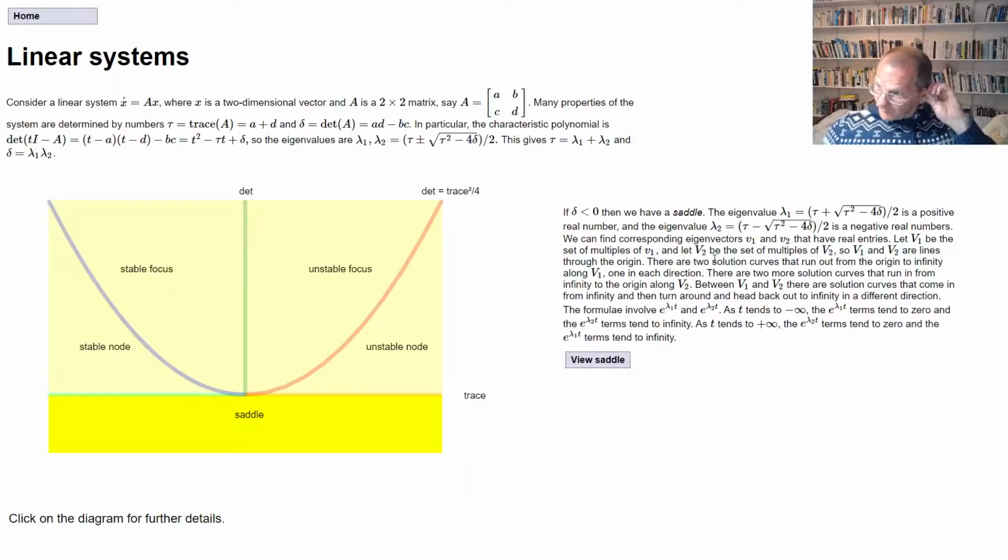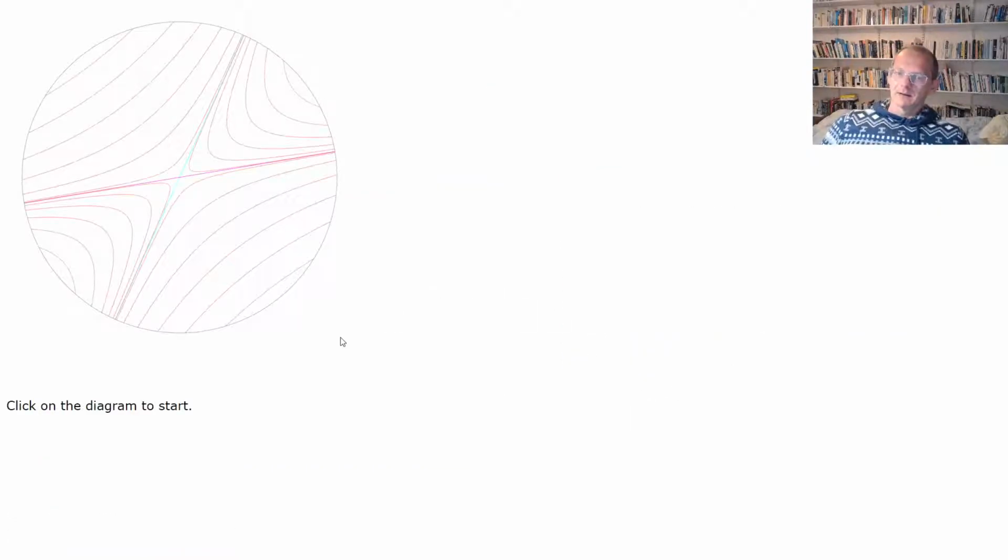And what happens is, you get corresponding eigenvectors, v1 and v2, and so multiples of little v1 are going to be a line through the origin. Multiples of v2 are another line through the origin. And you've got solution curves that converge onto these lines. So we'll just have a look at a picture like this. This is an example of such a system. You've got these two lines here. These are the multiples of the two different eigenvectors. And we can see how the system behaves.